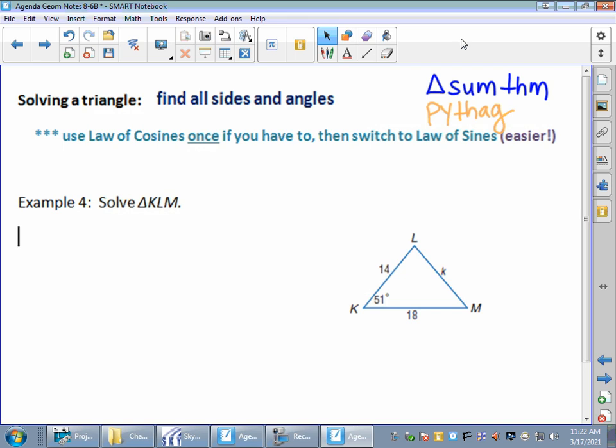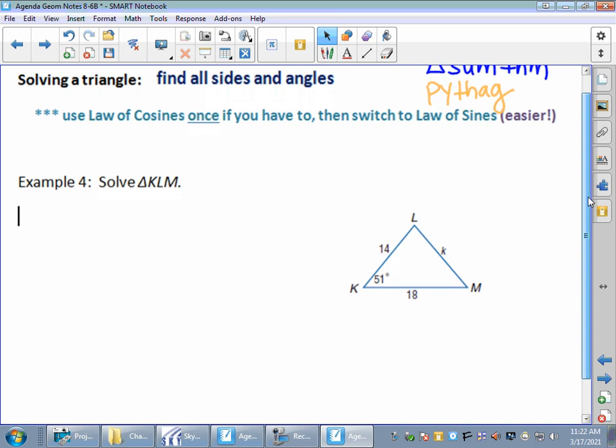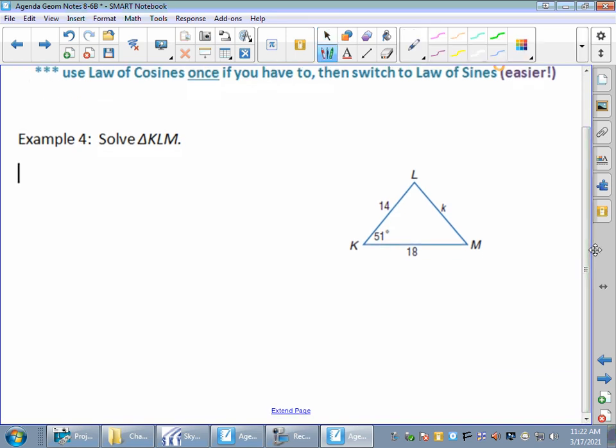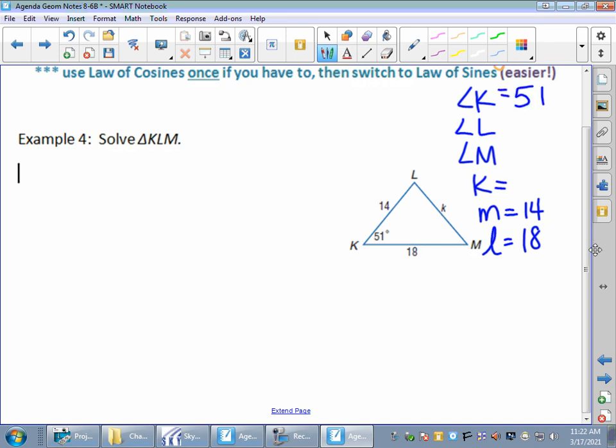So in example 4, it says to solve triangle KLM. So in other words, I need to know angle K, angle L, angle M. I probably know a couple of those. I need to know side K. I need to know side M, which is 14, and side L, which is 18. And I could write in, right, angle K is 51. That's all I know at this point.